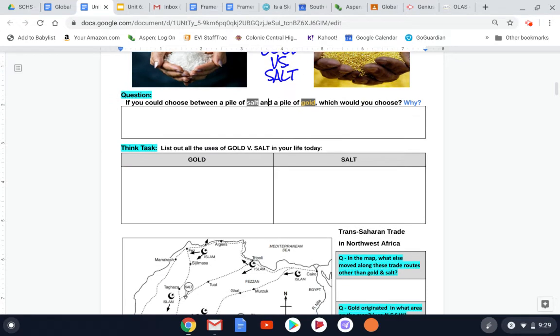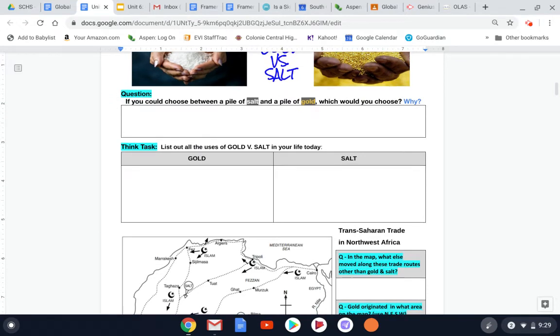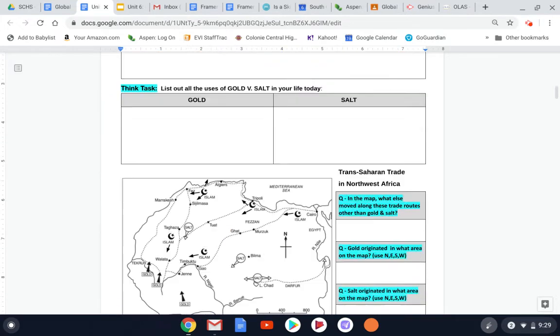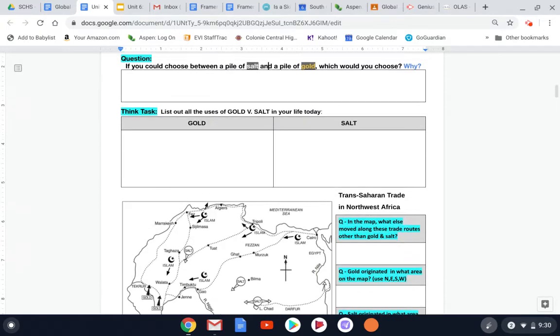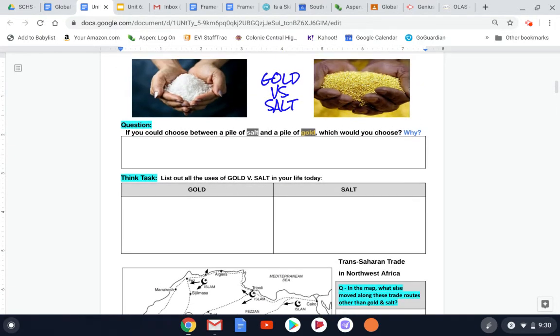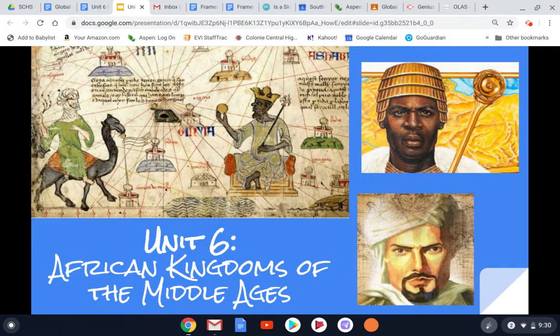We're going to answer a couple of brainstorming and thinking questions about gold and salt. And then we have a very simple, very short little map introduction to how gold and salt is going to introduce us to the trans-Saharan trade in Northwest Africa. So I'm going to jump over to our slides so that we can fill these in together. All right, here is our title page.